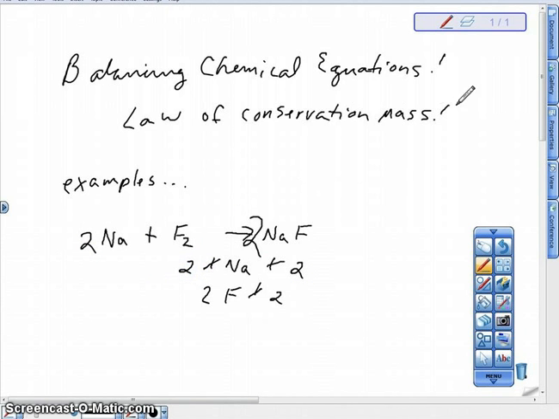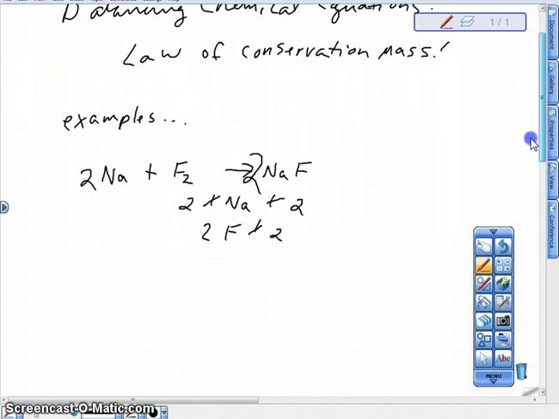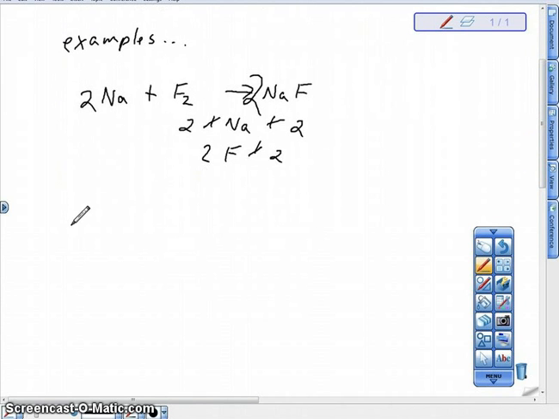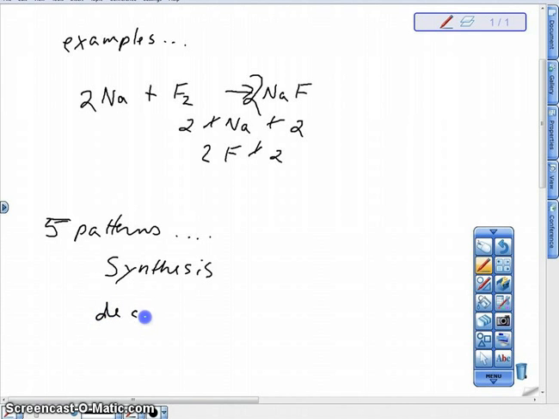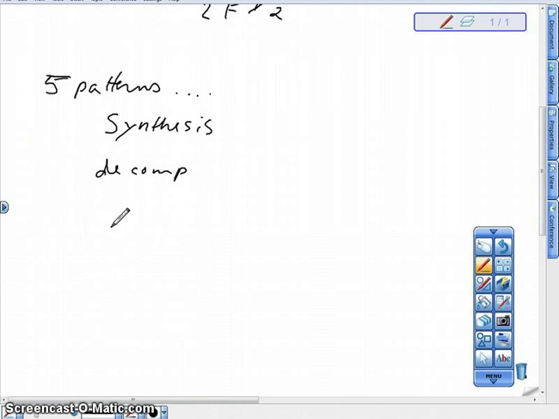Now, if you'll remember, we also added into the mix the idea of reaction patterns. We had 5 patterns that we looked at on the Tuesday before Thanksgiving. And those 5 patterns were synthesis, where we added 2 things together to make one. We had decomposition, where we had one thing breaking down into more than one.